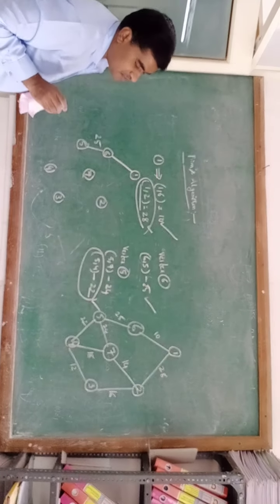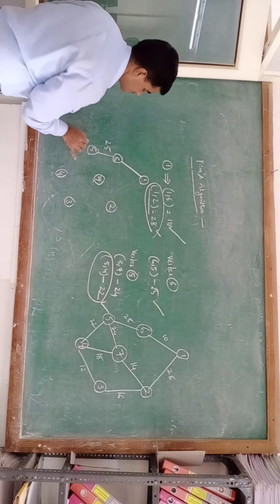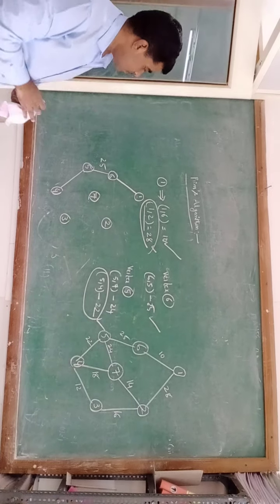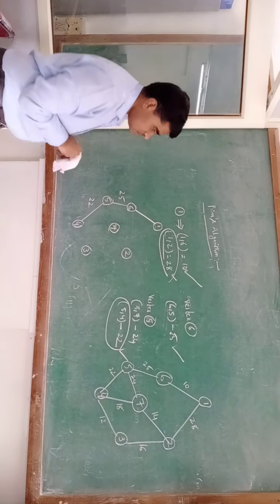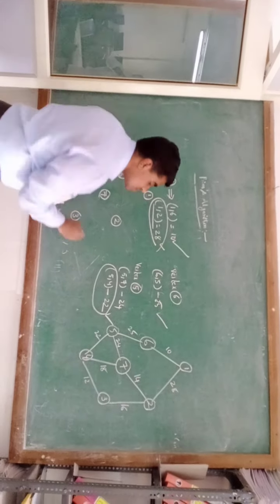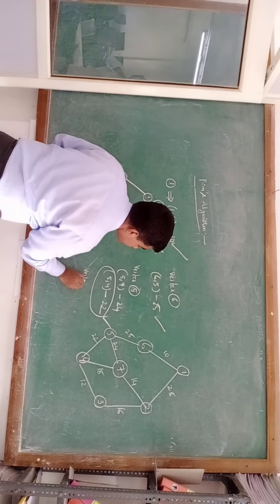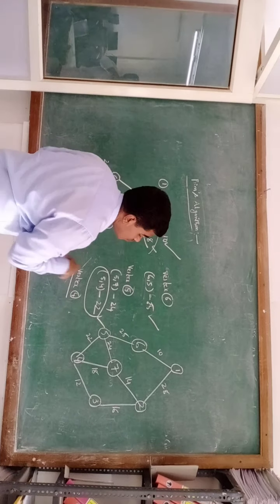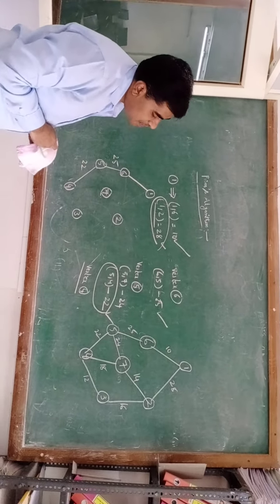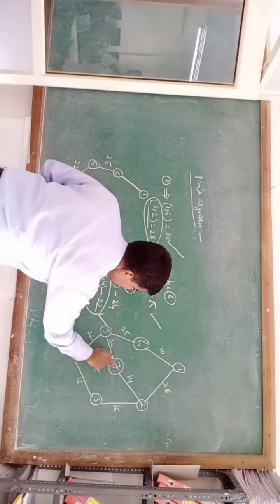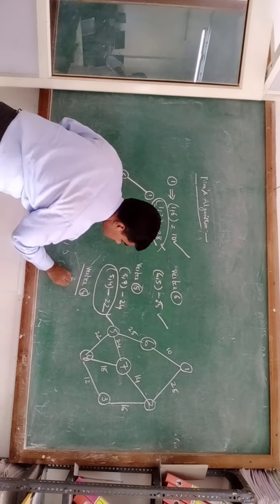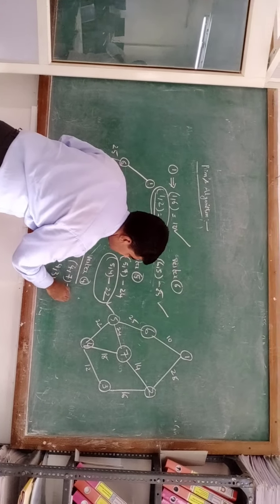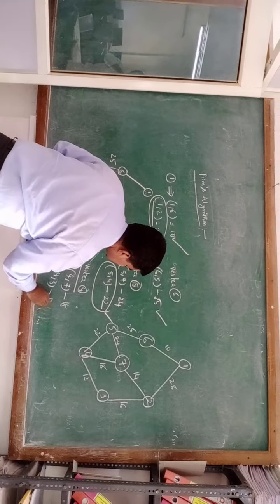Is it forming any cycle? No, it is not forming any cycle. So now we move to vertex 4, 22. Now vertex 4 is also included in the spanning tree, that means it is already visited. For vertex 4, what are the corresponding edges? 4 to 7 and 4 to 3. 4 to 7 is 18 and 4 to 3 is 12.